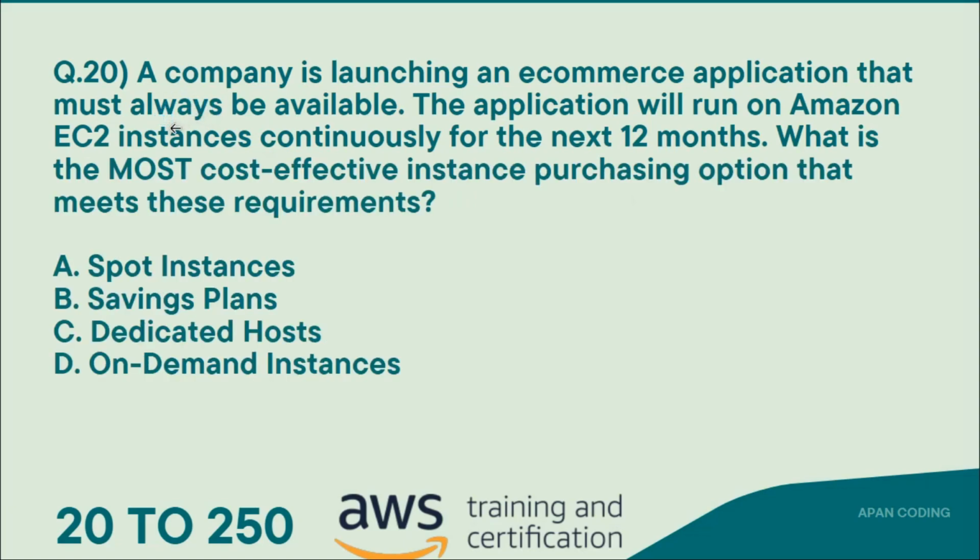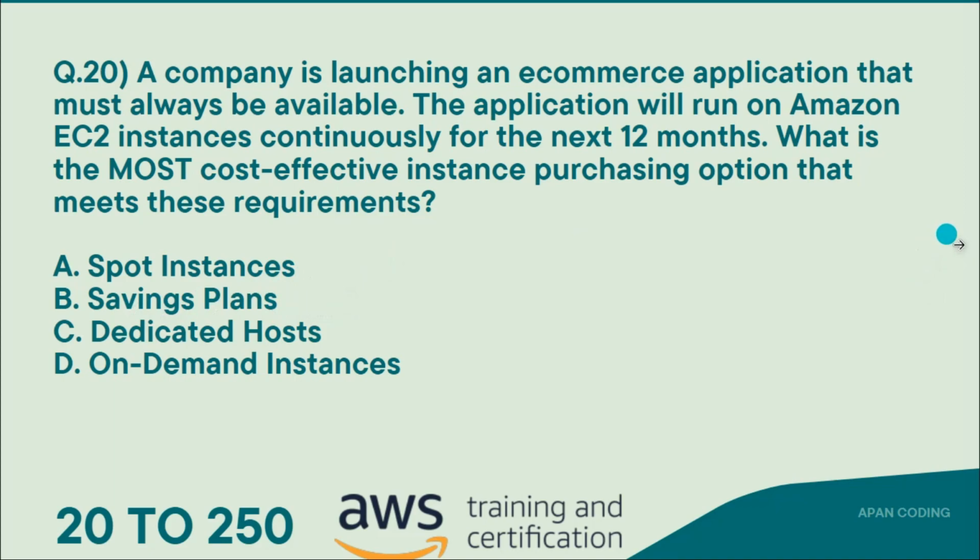A company is launching an e-commerce application that must always be available, so that anyone can order and use the application. The application will run on Amazon EC2 instances continuously for the next 12 months. What is the most effective instance purchasing option that meets these requirements? It will be Savings Plans.